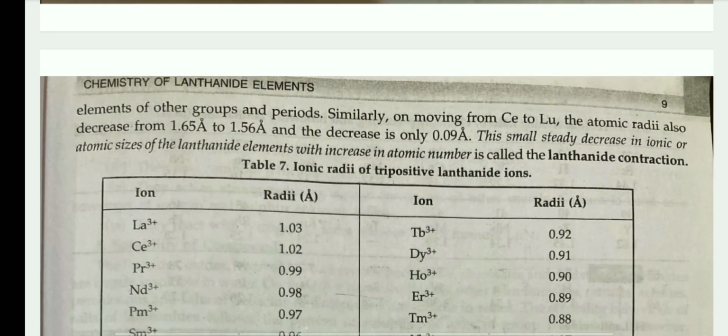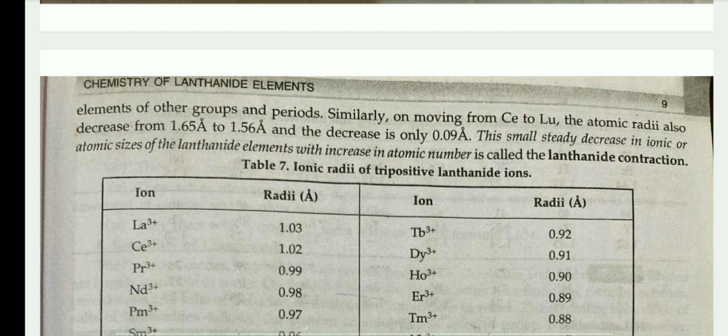Similarly, on moving from cerium to lutetium, the atomic radii decrease from 1.65 angstrom to 1.56 angstrom, and the decrease is only 0.09 angstrom. This small steady decrease in ionic or atomic sizes of lanthanoid elements with increase in atomic number is called the lanthanoid contraction. Cause of lanthanoid contraction.